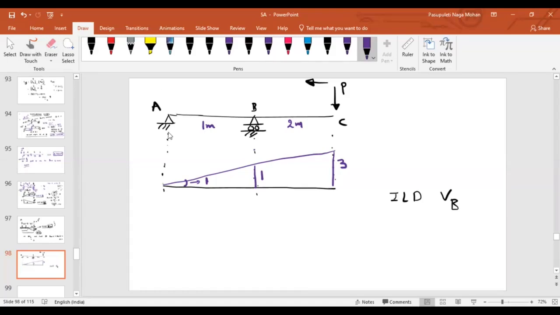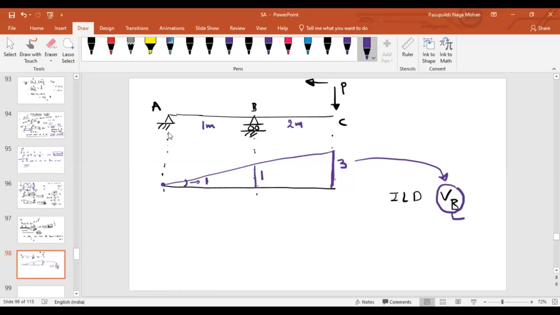Whatever the ordinate that you consider, which diagram are we talking about? We are talking about ILD of VB. Whatever the ordinate that you consider in this diagram, every ordinate will give you the reaction at B. Then the position of the ordinate that you are taking will give you the position of the point load.